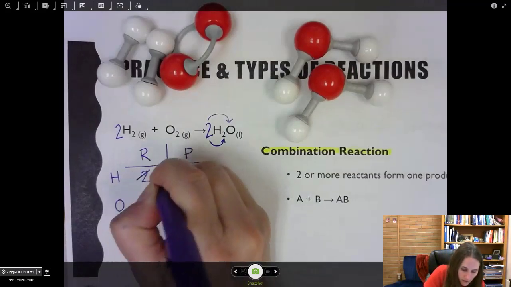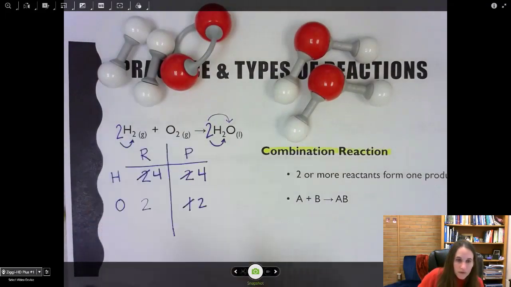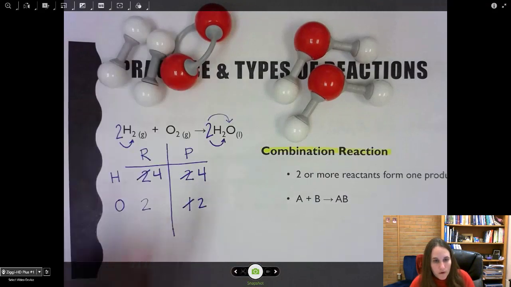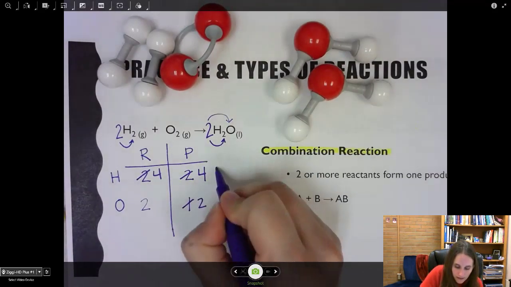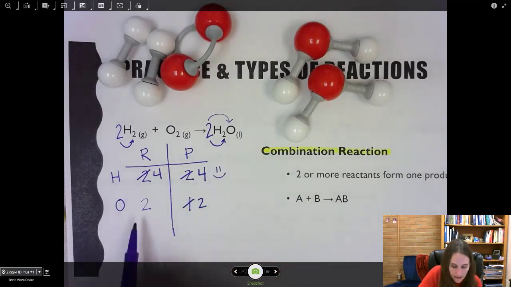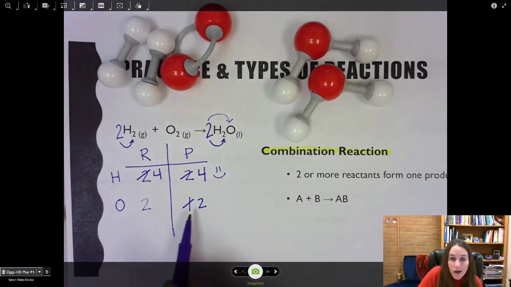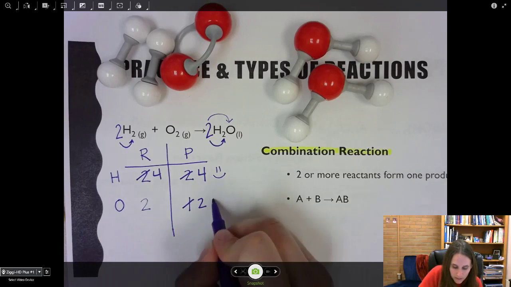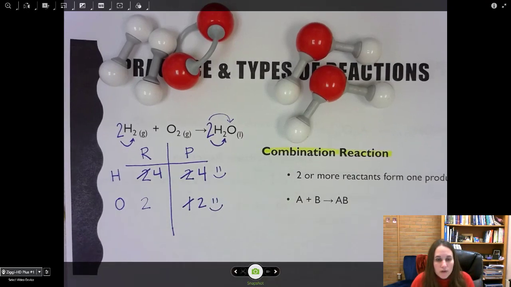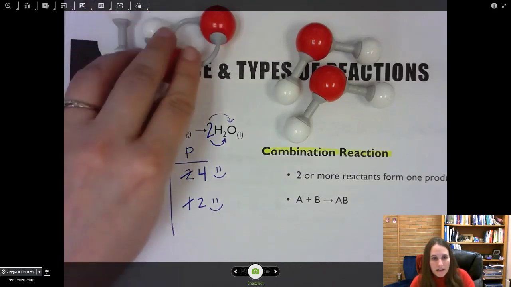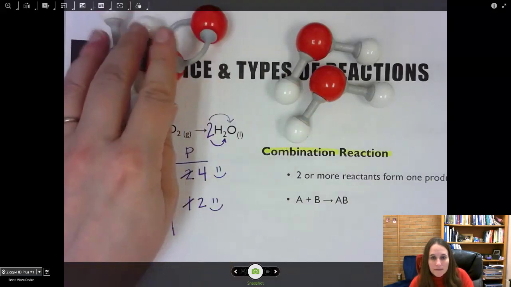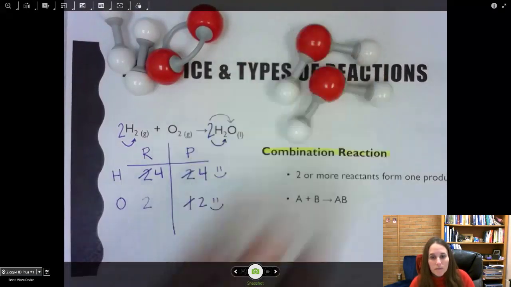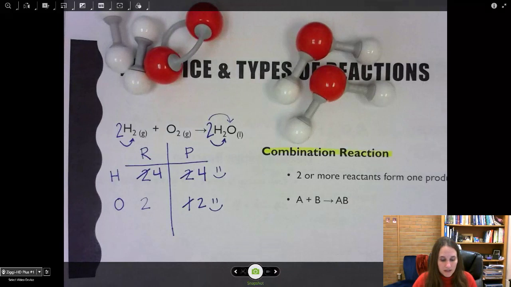And now, when I consider that I have 1, 2, 3, 4 hydrogen atoms, I have 4 on this side and 4 on that side. That's balanced. And then 2 oxygen on my reactant side and 2 on my product, and that's balanced. And so I've used, for this particular combination reaction, where I am combining, you'll see I have multiple versions of my product, but I've combined my reactants into one product, and so it is a combination reaction.